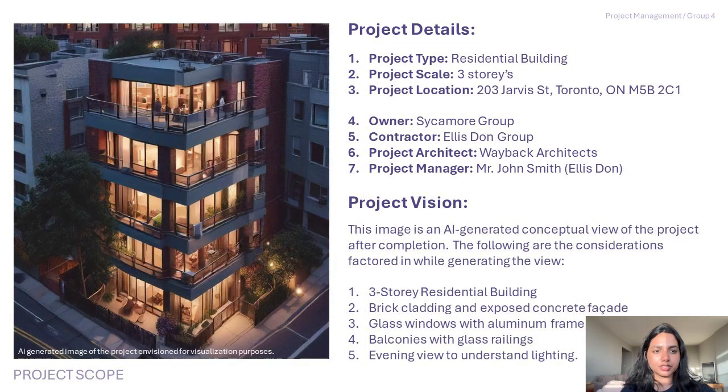Coming to the project vision, on the left you will see an AI generated picture of the building, where the picture was created using 5 main factors. One, that it should be a 3-story residential building. Two, that it should be brick cladded with an exposed concrete facade. Three, there should be glass windows with aluminium frames, balconies with glass railings, and an evening view to understand lighting.